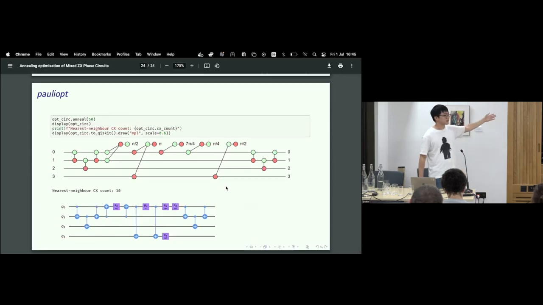And you can optimize it using the approach I just described, so you get fewer CNOTs. Feel free to try it, check it out, use it. I hope, thanks.